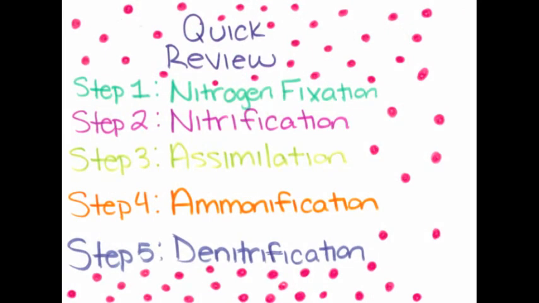While the nitrogen cycle is very complex, if you are to remember the 5 steps of nitrogen fixation, nitrification, assimilation, ammonification, and denitrification, it is not all that difficult.